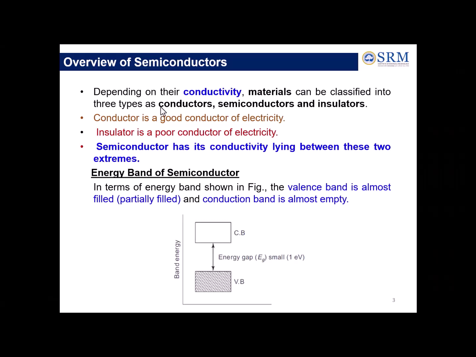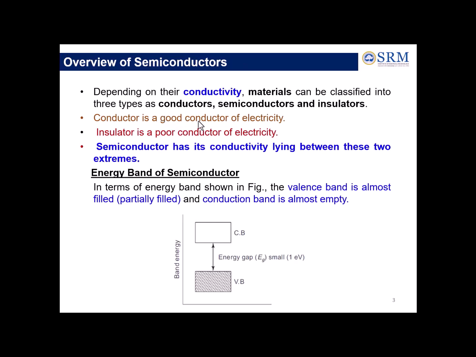Before going to the construction of PN junction diode, we should know PN junction diode is made up of P-type semiconductor material and N-type semiconductor material. So we should know what are the P and N-type semiconductor and what is semiconductor first. So let's have an overview of semiconductor, then go to the construction.